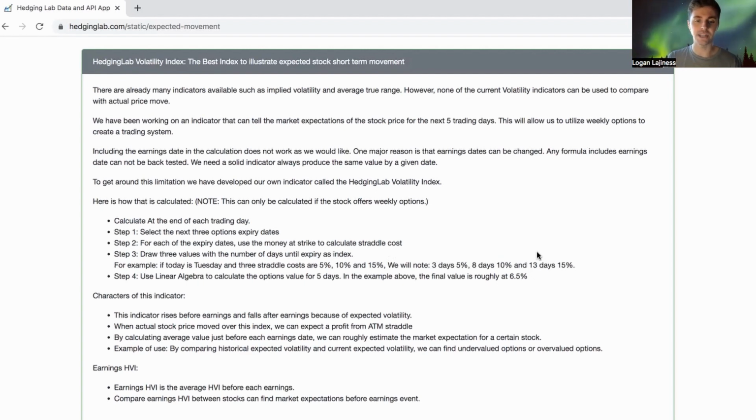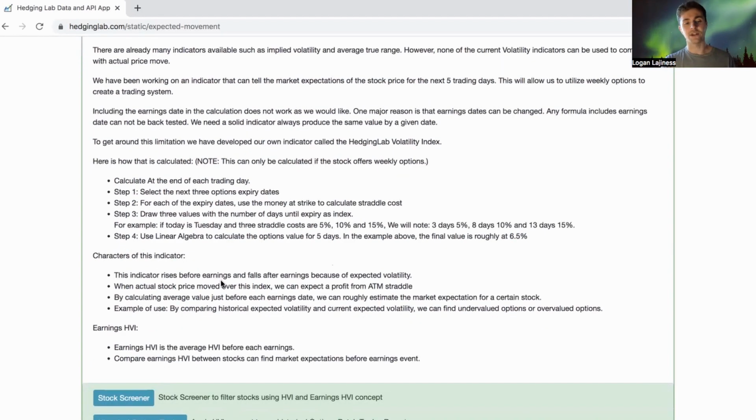Use linear algebra to calculate option values for 5 days. In the example, the final value is roughly 6.5%. This indicator rises before earnings and falls after earnings because of expected volatility. When the actual stock price moves over this index, we can expect a profit from the at-the-money straddle. By calculating the average value just before each earnings date, we can roughly estimate the market expectation for a certain stock. Example of use: by comparing historical expected volatility and current expected volatility, you can find undervalued options and overvalued options, which is pretty much what I would utilize this for.